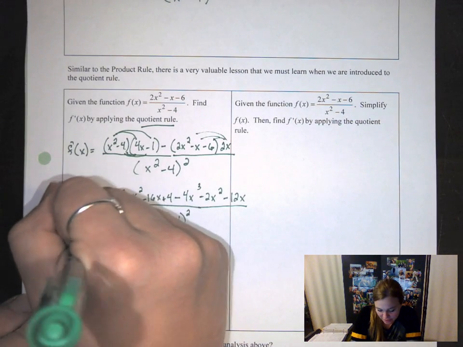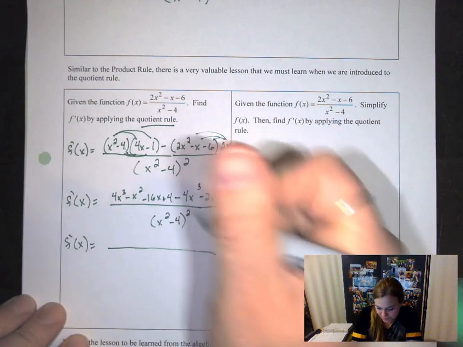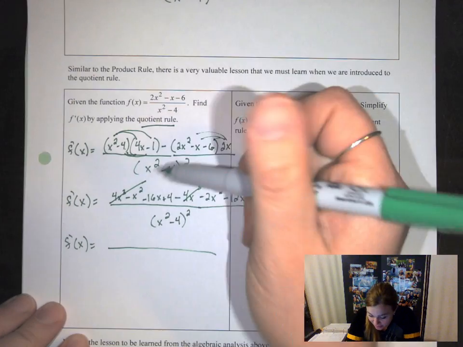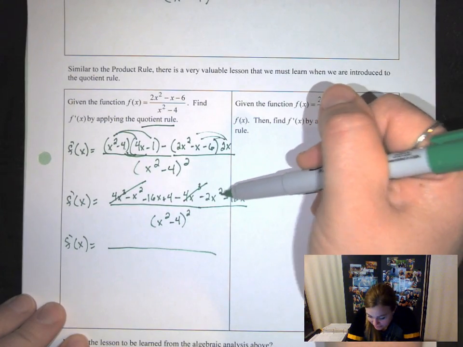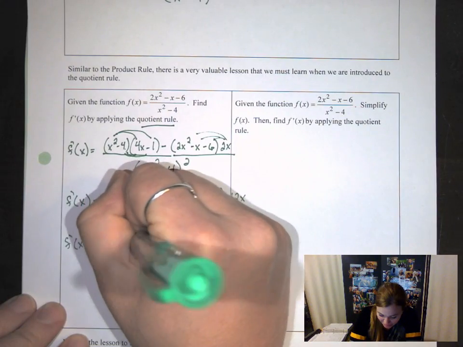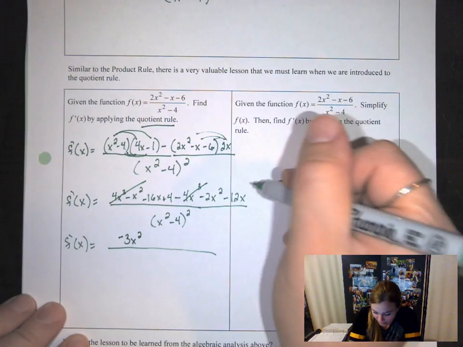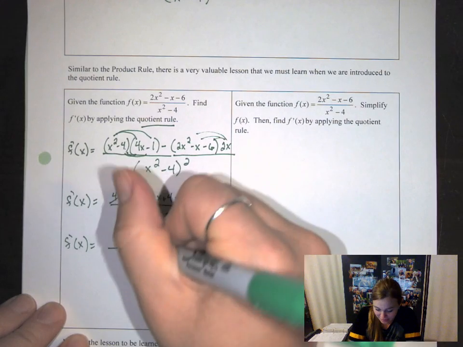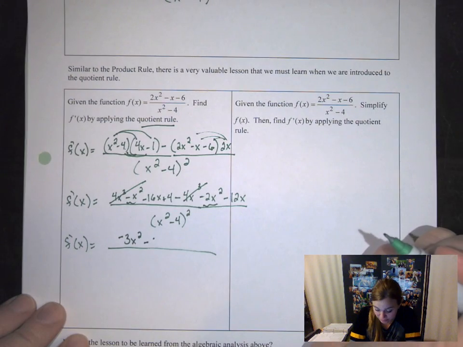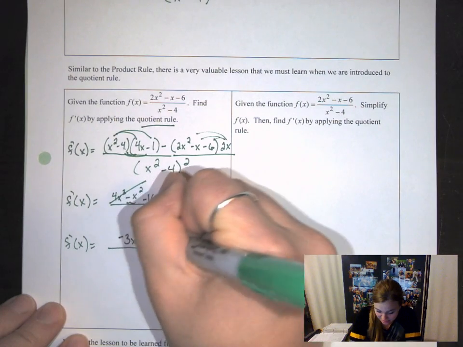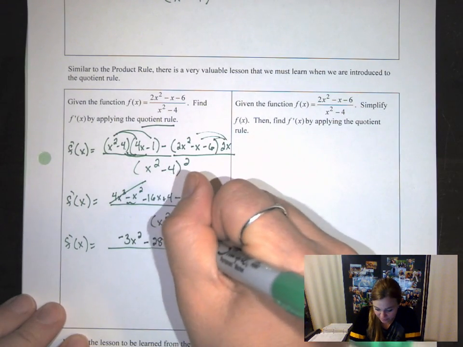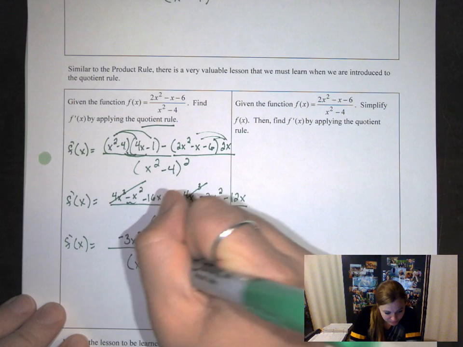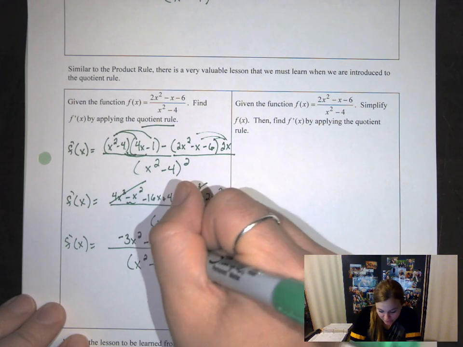And then if I keep going, I'm going to combine like terms now. And I can see 4x cubed and 4x cubed. That's nice. That goes away. I have a negative x squared and a negative 2x squared, which would be negative 3x squared. Negative 16x minus 12x would be negative 28x. Then I have plus 4, or x squared minus 4 squared.